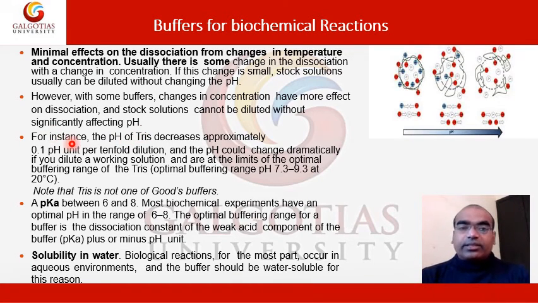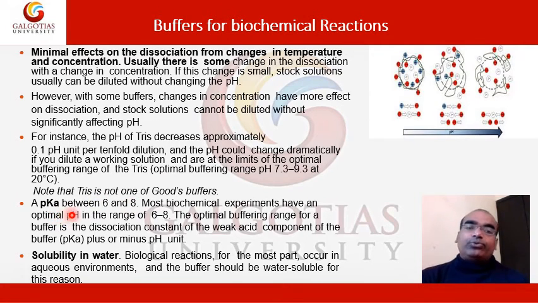For instance, the pH of Tris decreases approximately 0.1 pH unit per tenfold dilution, and the pH could change dramatically if you dilute a working solution at the limits of the optimal buffering range of Tris. Optimal buffering range: pH 7.3 to 9.3 at 20 degrees Celsius. Note that Tris is not one of Good's buffers.